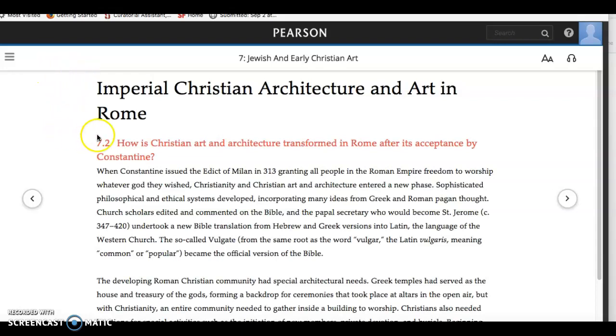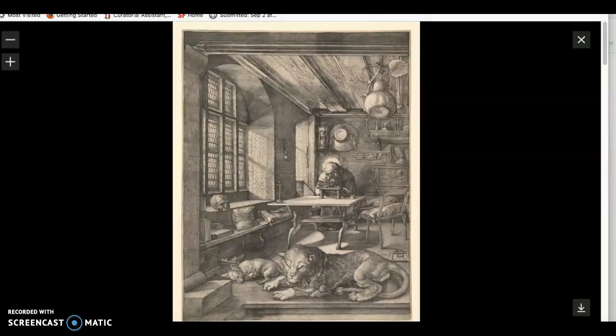So here we are in section 7.2, Imperial Christian Architecture and Art in Rome. This is where we move into the 300s and 400s. Christianity is now in a position of power in Rome, and that will affect its development. In these centuries, Saint Jerome translates the Bible from Hebrew and Greek into Latin, the language of the Romans.